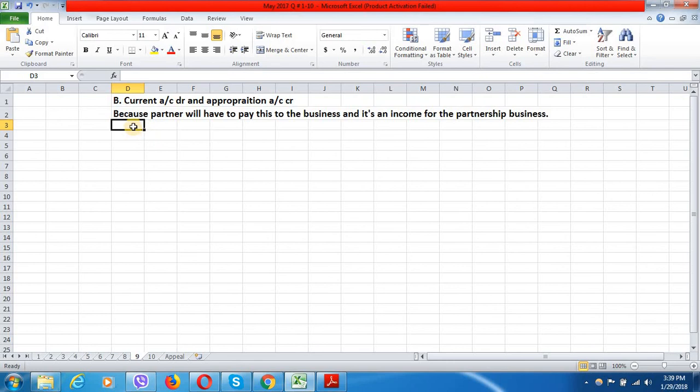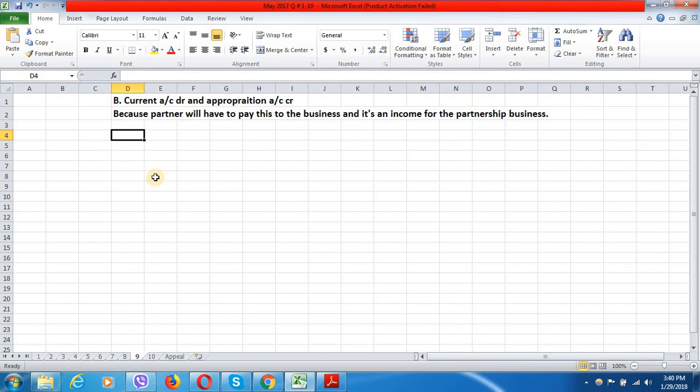Secondly, it is a liability for the partner. The partner will have to pay this amount to the partnership business. So the figures which the partner owes to the partnership business are shown in current account on debit side. That's why this figure will be recorded on the debit side of the current account.